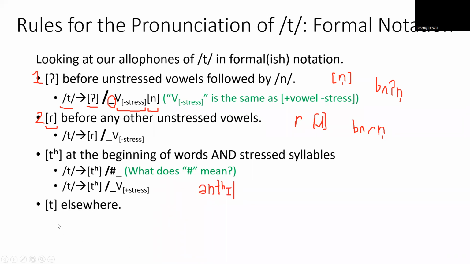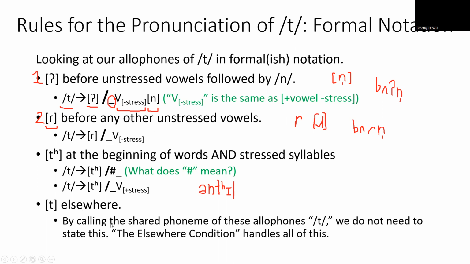And it's T elsewhere. There are actually a couple other slightly more subtle allophonic relationships, but it's totally fine for this class to know about just these 4. And so we call the phoneme T, right? We don't call it aspirated T, we don't call it glottal stop, we don't call it flap. So the elsewhere condition, this rule of phonology just comes through and fixes everything for us. So it turns everything that's left into just a regular unaspirated T.